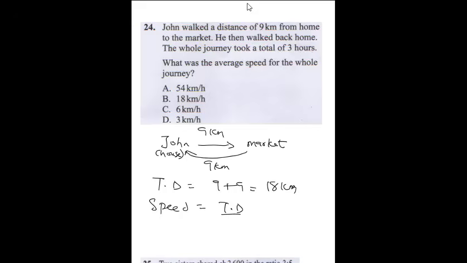Now remember your speed, it's what? Total distance over what? Time taken. So this is going to be 18 divided by 3 hours. So the final answer here is going to be 6 kilometers per hour. So that's my final answer, and the correct answer here is C.